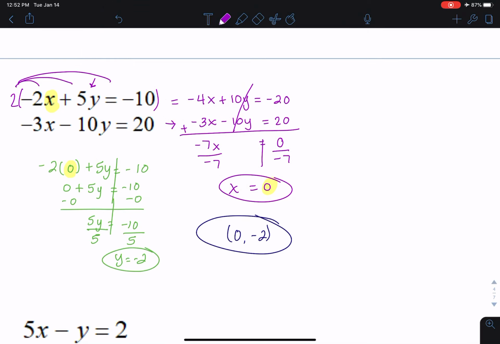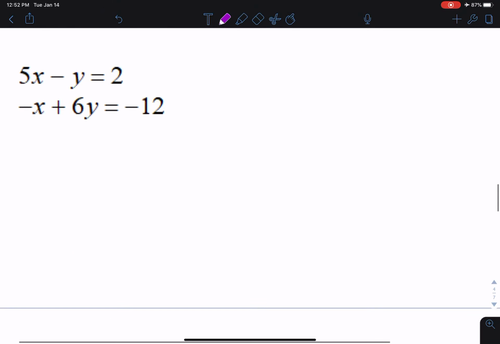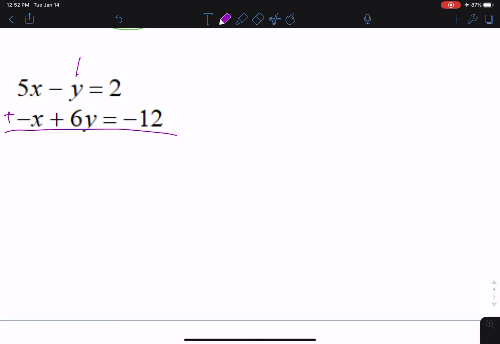Okay. Pause the video, try this one. Okay, this one you have some options. If I add them together right now, nothing will cancel. But if I turn this negative y into negative 6y, then the y's would cancel. Or if I turn this negative x into a negative 5x, then the x's will cancel. It doesn't matter which one you choose, and your work will look very different from mine if you did it differently, but your answer should still be the same. So if you did it differently, just keep watching.